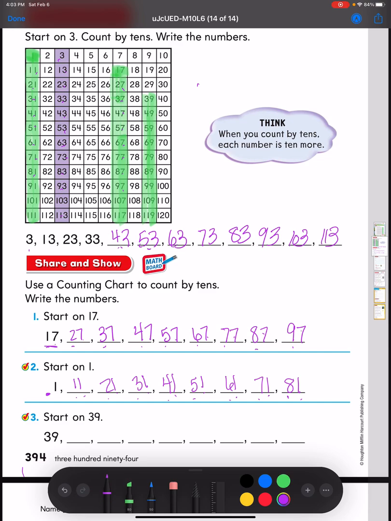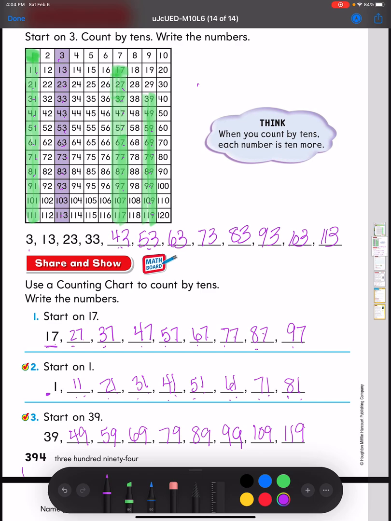So I started on 39, 49, 59, 69, 79, 89, 99, 109, 119. Look at your patterns.